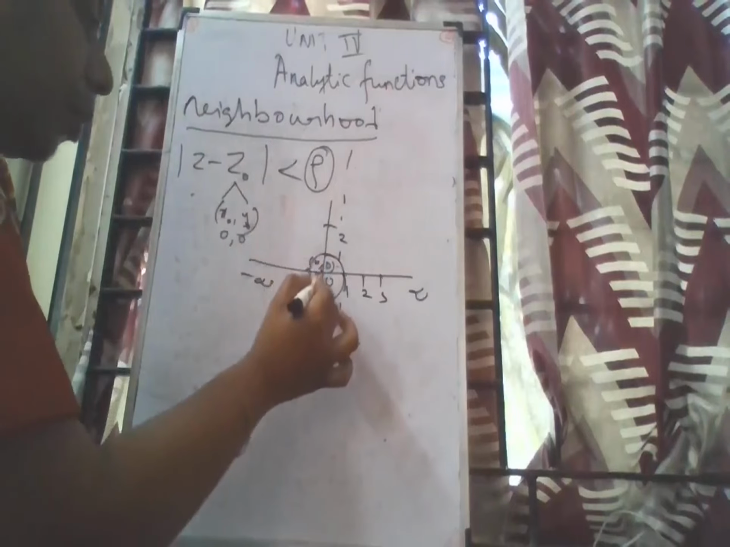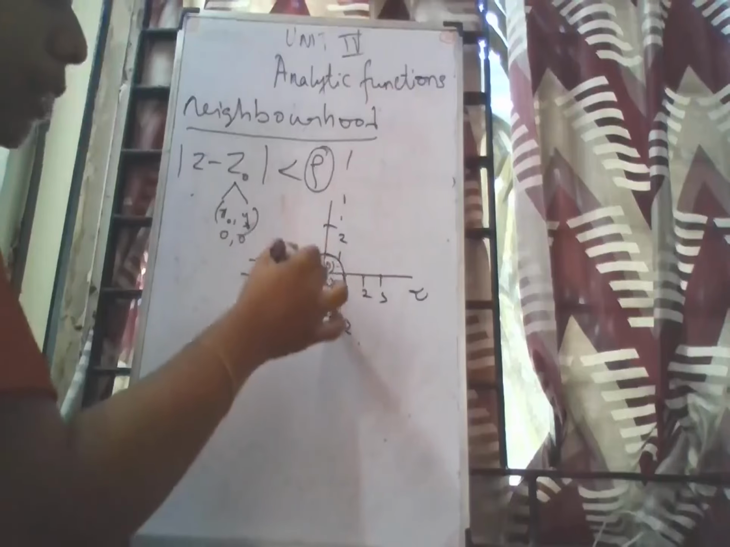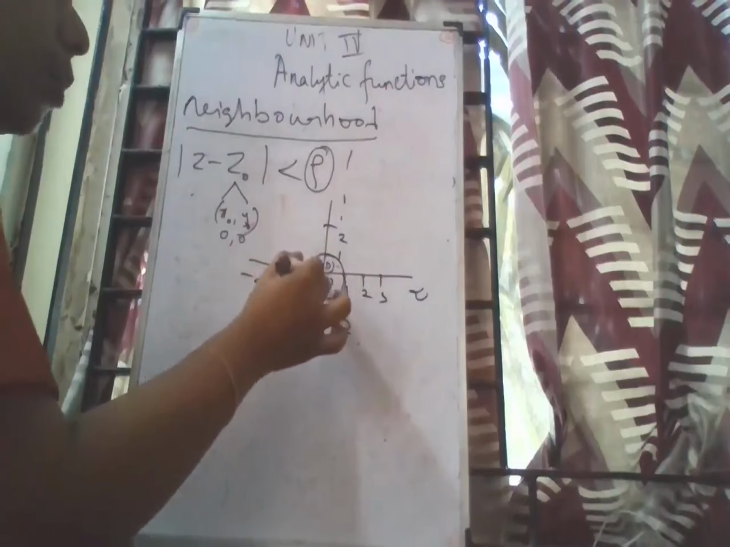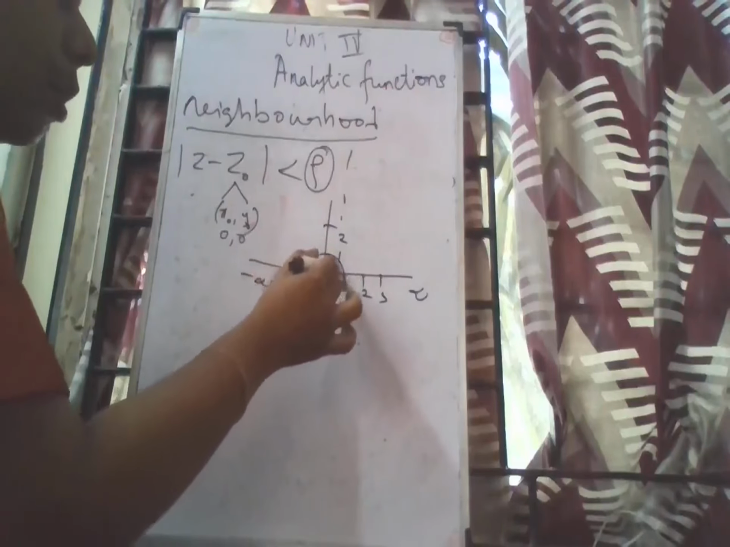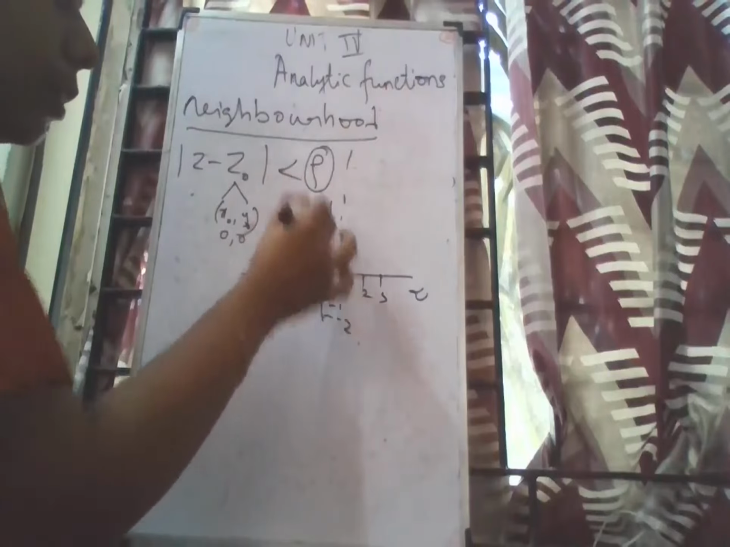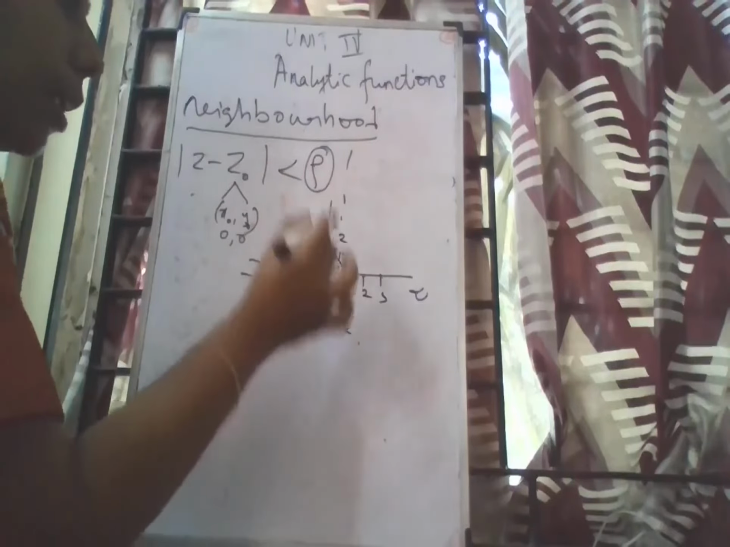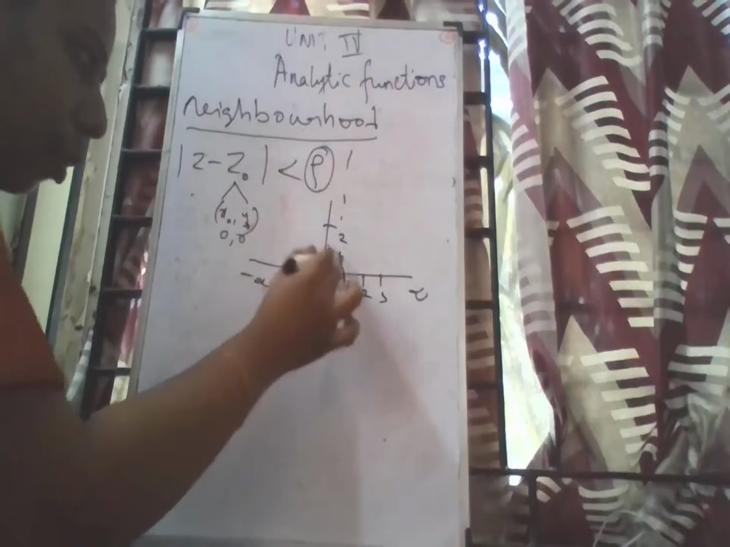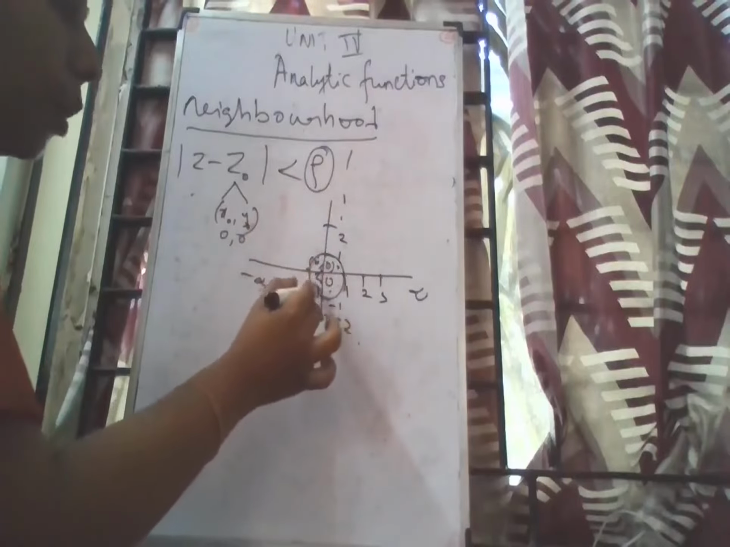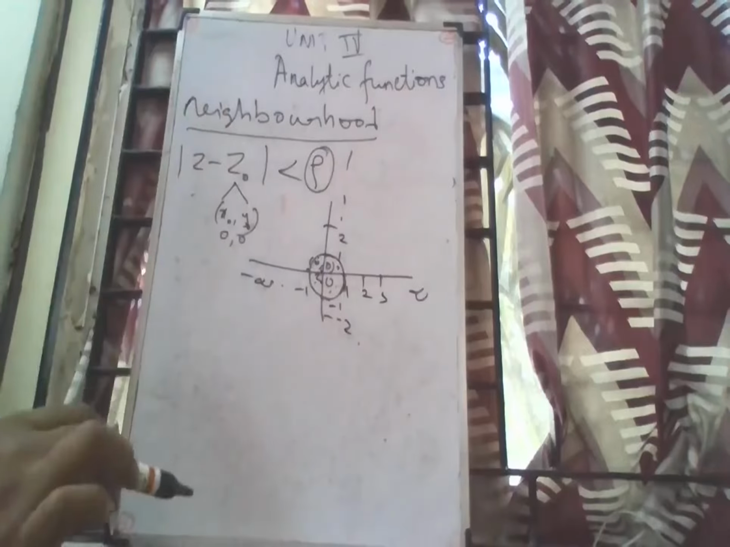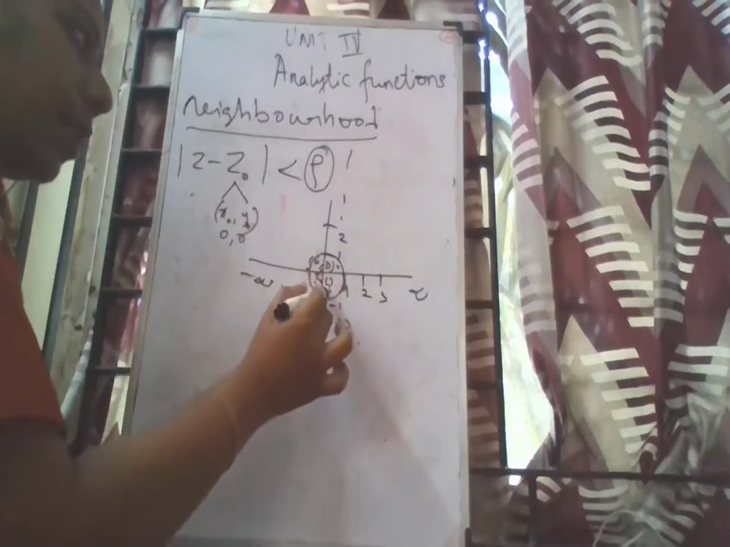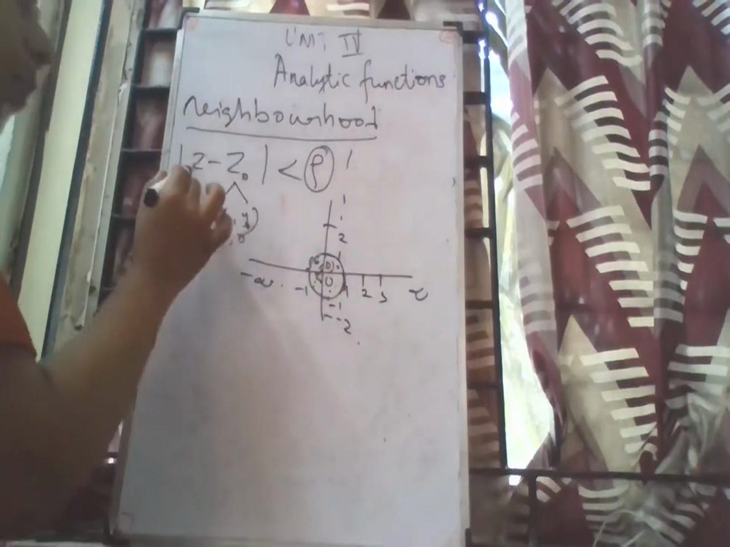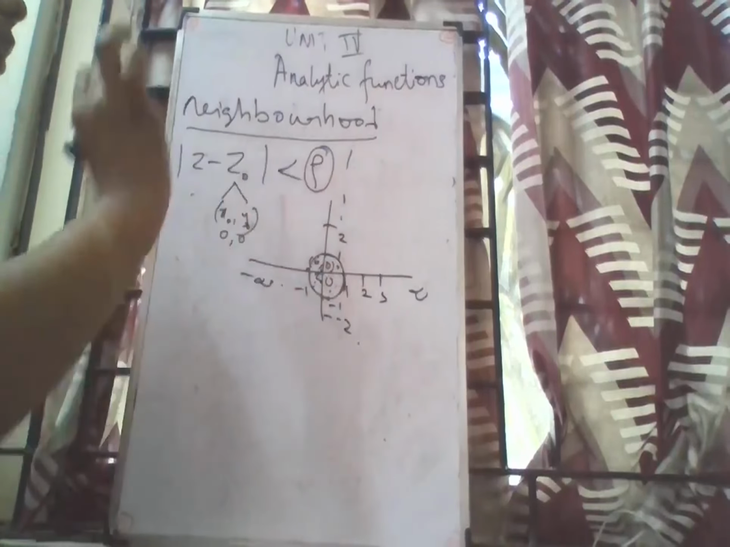So this is z naught. The set of all points in the neighborhood, that's all. Near this z naught, what are all the points I can draw within radius 1? Somewhere a point here, one point here, one point here, one point here. As a whole, we call these the neighborhood points of z naught. This is z, this is z, this is z. That's why |z minus z naught| is less than rho.